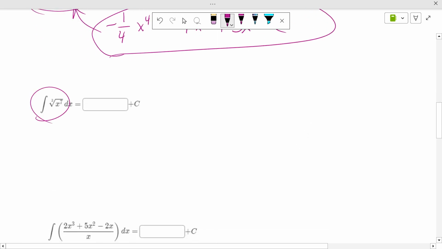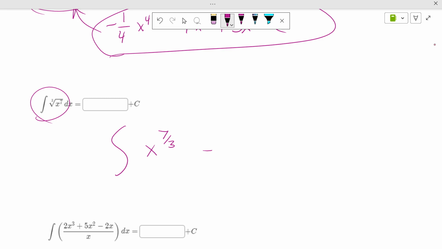What in the heck is this? Well, this is the cube root of x to the 7/3 dx. So if we integrate x to the 7/3, we get x to the how many thirds? 10/3. Because 7/3 plus 1, 7/3 plus 3/3 is 10/3. So what goes in front of it to cancel out the power? 3/10.